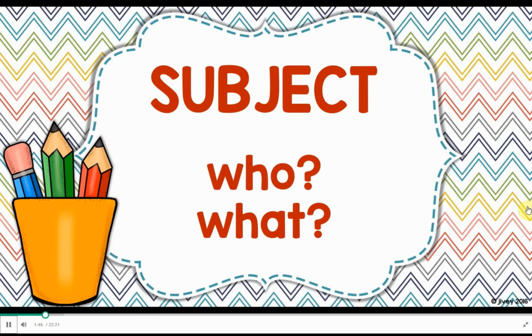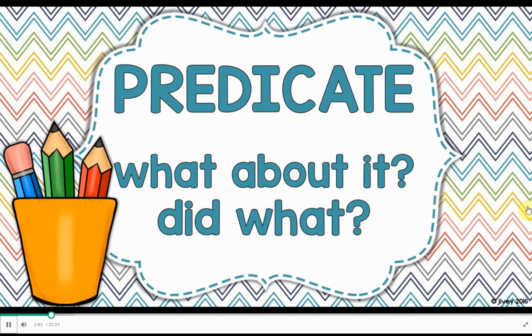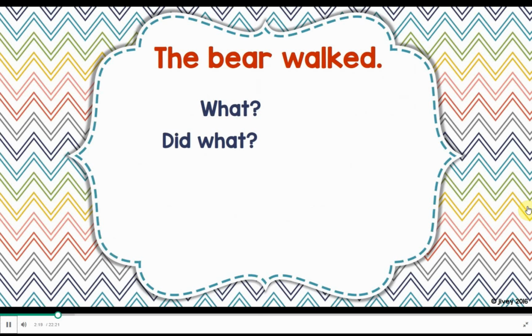The subject is who or what the sentence is all about. You can often ask these questions about the sentence to find what the subject is in the sentence. The predicate says something about what the subject is or what it is doing. Once you find the subject, you can often ask these questions to figure out what the predicate in the sentence is.